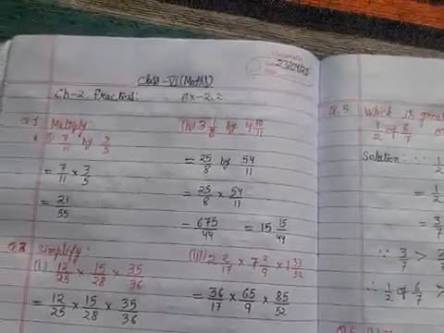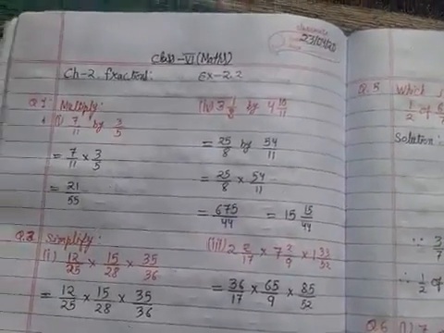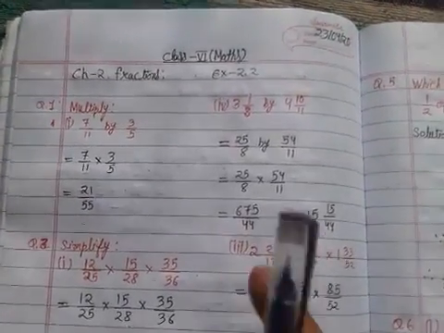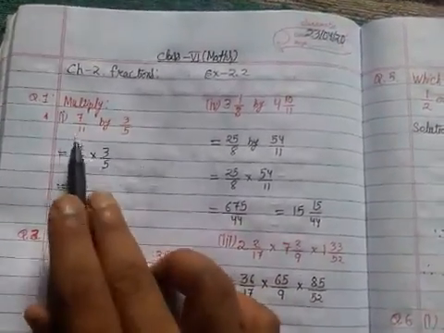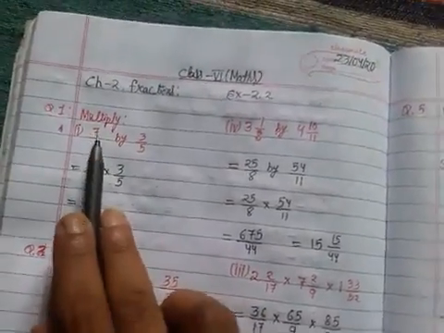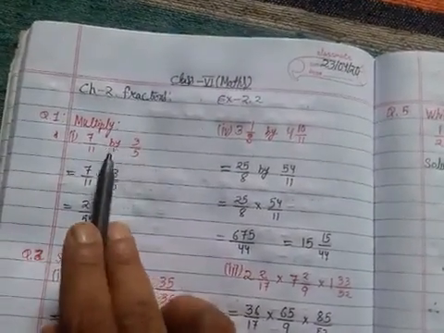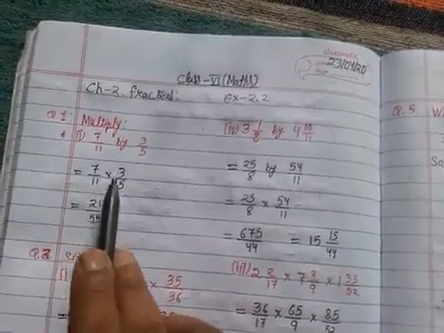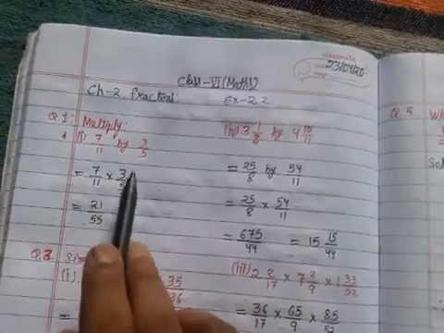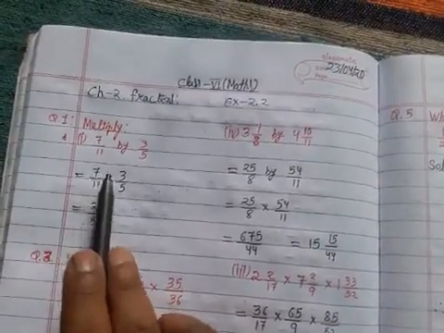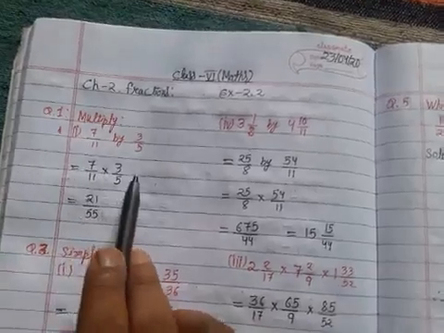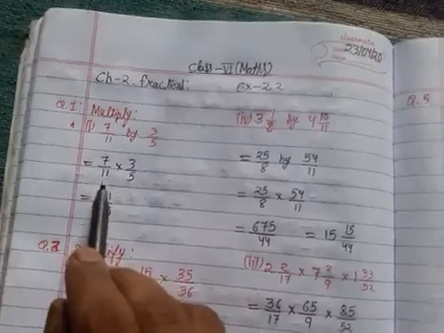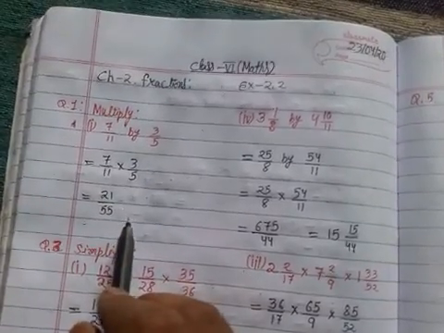Now we are going to do exercise 2.2 of chapter 2, Fraction. These questions are very simple. This is multiply, this is called numerator and this is called denominator, okay. So 7 by 11 multiplied by 3 by 5, so we write 7 by 11 into 3 by 5. Here there is no cancellation, so we multiply simply numerator with numerator and denominator with denominator, okay. So 7 3s are 21 by 11 5s are 55, okay.